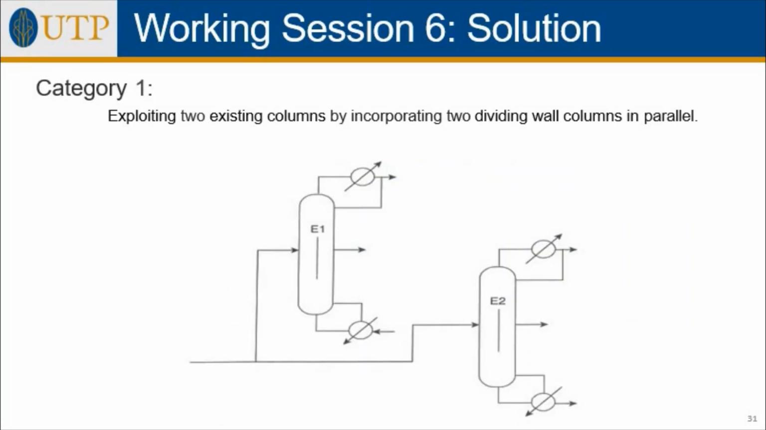Let us look at the solutions of working section 6. Okay, for sketching of the other possible distillation arrangements, category 1: exploiting 2 existing columns by incorporating 2 dividing wall columns in parallel. So this is category 1.